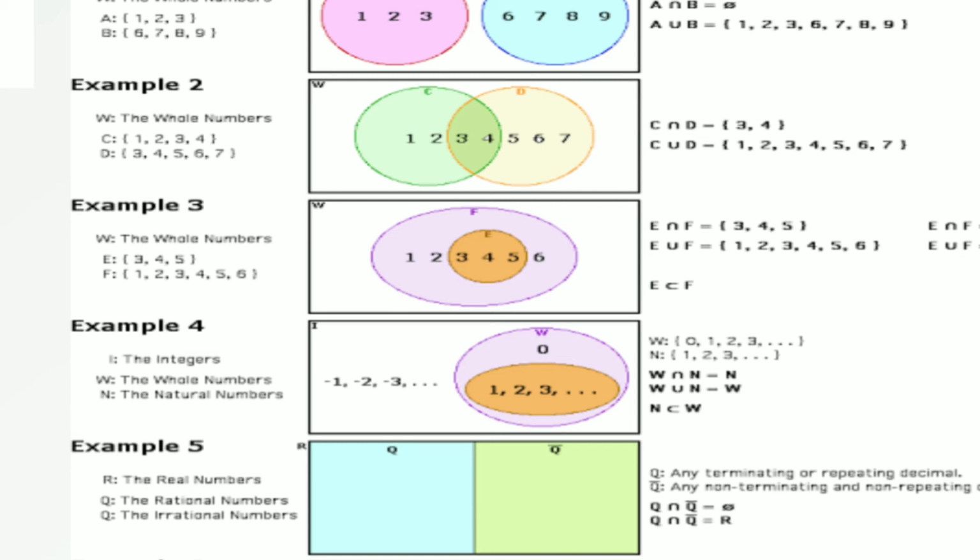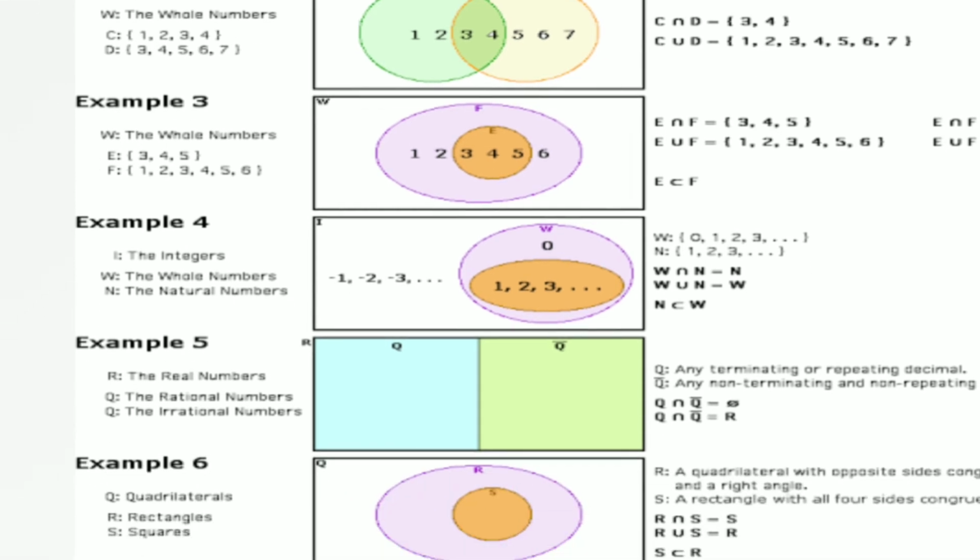E union F is equal to the complete set F because F is related to E. So the complete set F is being expressed as E union F.